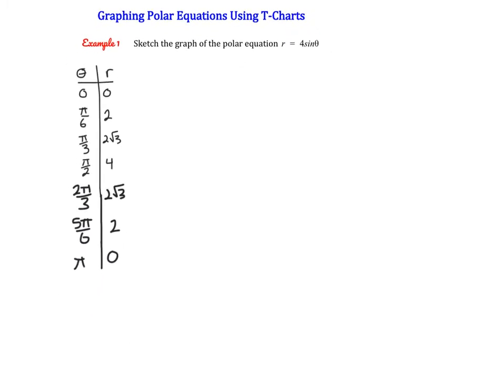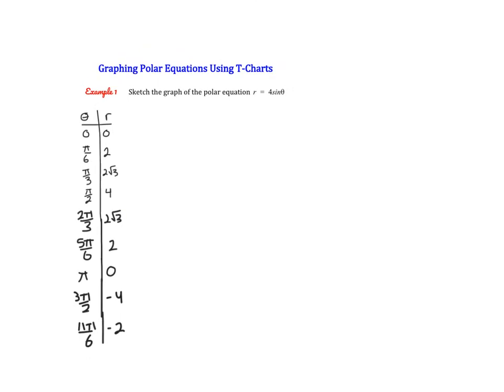Let's do 3 pi over 2. And the sine of 3 pi over 2 is -1, so we have -4. And let's just do 11 pi over 6, and this should give us a -2. Okay, so let's go and plot these points. I can see that our largest r value is 4, so I'm going to draw 4 rings on my graph.